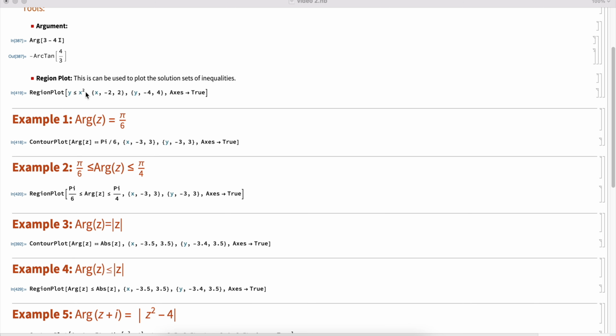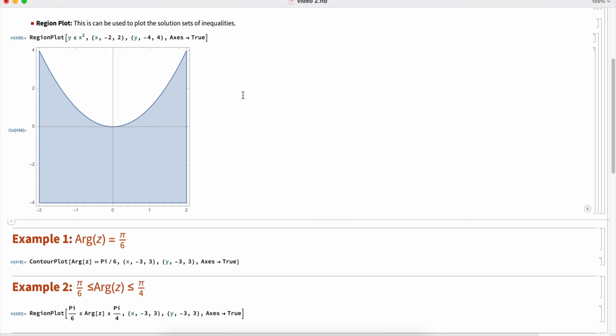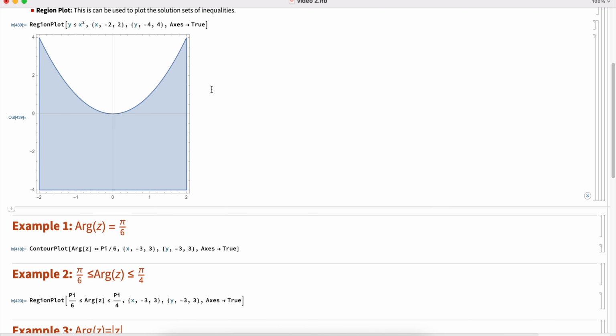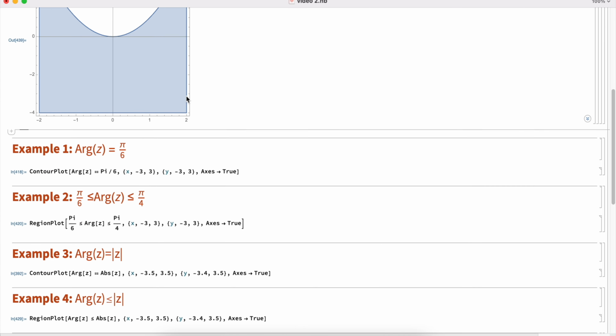Now, in addition to ContourPlot, which allows us to plot equations, we can plot inequalities with something called RegionPlot. So we've got RegionPlot. This is the plot of the region y less than or equal to x squared for these values of x and these values of y. This sets the axes on. Let's see what we get for that. As expected, it's everything below the curve y equals x squared, including the curve y equals x squared.